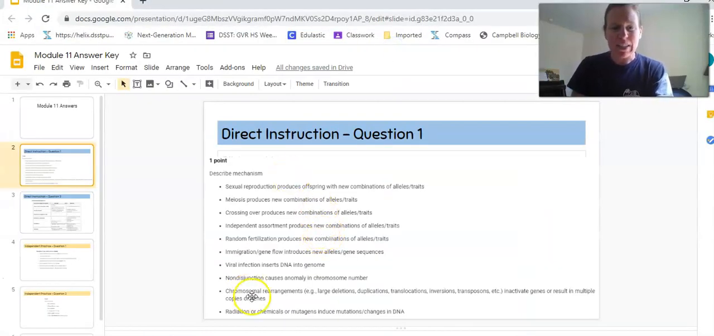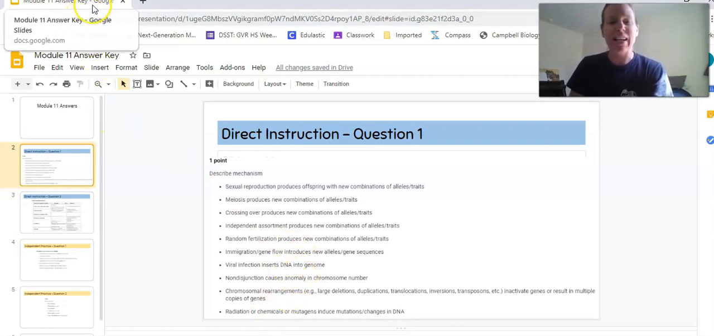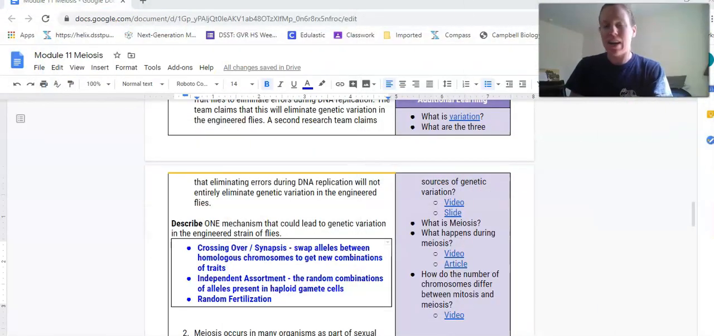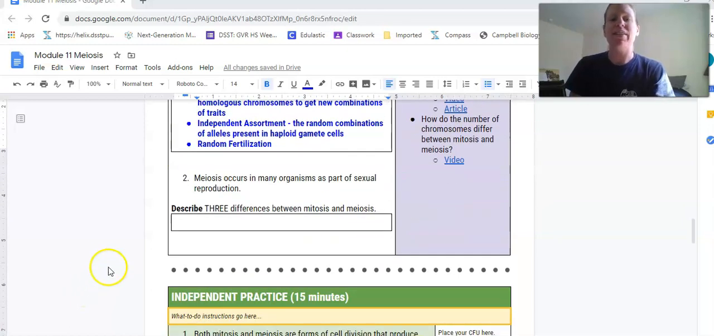There are some other ones in your key that you could look for. A lot of them we haven't talked about, like viral infection inserting DNA, but we talked about it in our last lesson. Also nondisjunction, when the cell doesn't split properly. All of these things are possible answers to this question, so lots of options to get 1 point. Please reach out if you have any questions at this time.